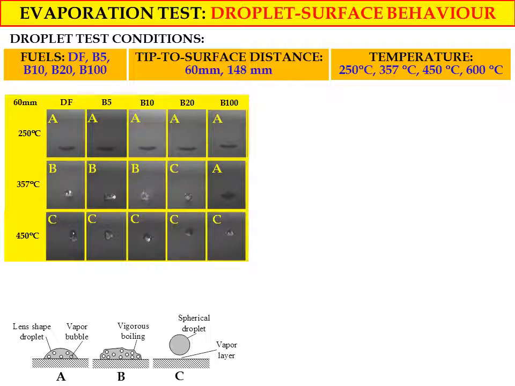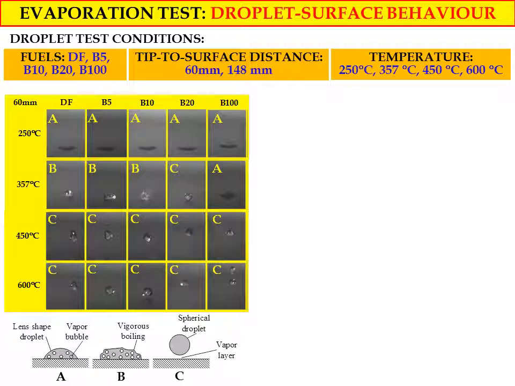Next, when we increase the temperature to 450 degrees Celsius, all tested fuels have the same droplet surface behavior: different types of fuel have the same droplet-surface interaction, where the droplet bounces on the hot surface. And if you compare with 357 degrees Celsius, although the droplet is bouncing, the droplet lifetime is higher than at the condition of 357 degrees Celsius.